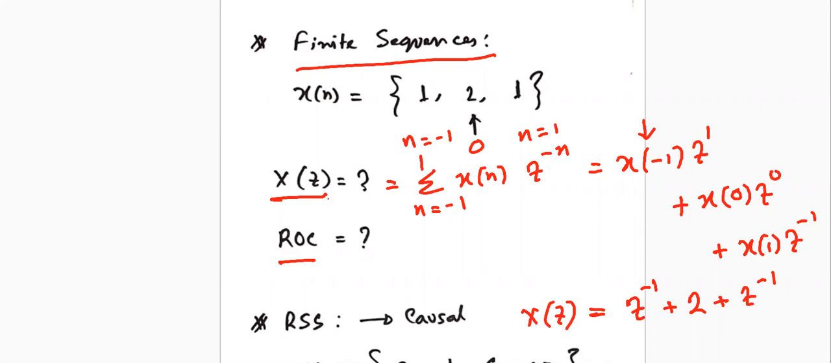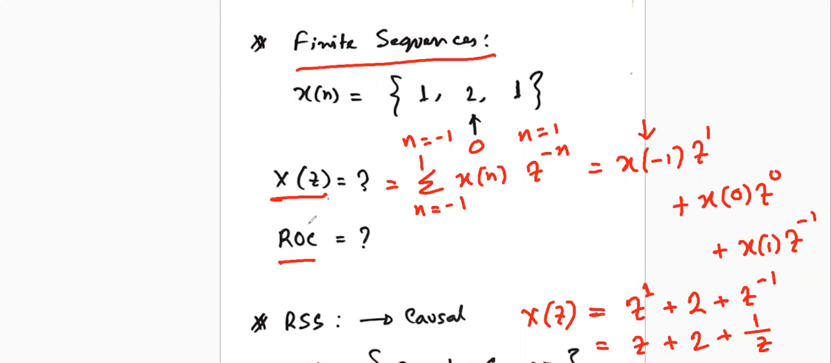Good. So I made a mistake here. Yes, this will be z to the power 1, not -1. z to the power 1. Okay. Now we need to write the equation. We can write the equation in this way: z plus 2 plus 1 divided by z. That can also be fine.